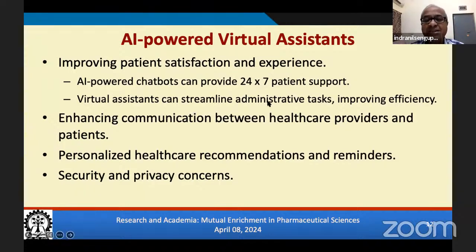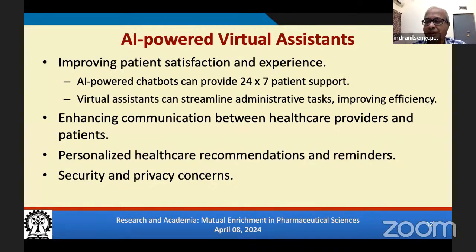They greatly simplify administrative tasks in the hospitals and nursing homes and other clinics. Efficiency is greatly improved. Communication between clients, patients, and the other stakeholders, the various healthcare providers, doctors, ambulances, pharmacies, so on. So there will be a communication link established between all of them. And the healthcare recommendations that are generated are not generic. They will be personalized to what I am requiring, to my needs.